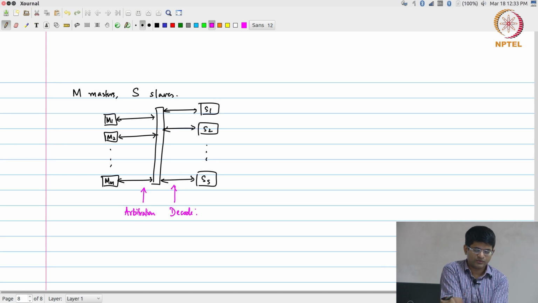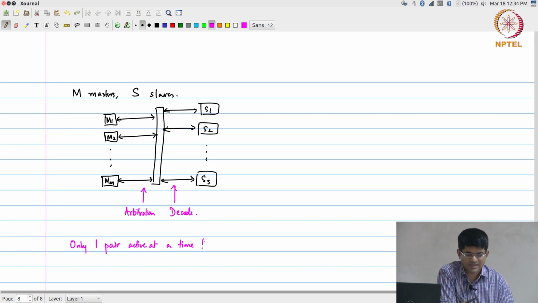Now, with that out of the way, what we can say is, if I have multiple masters and multiple slaves with a shared bus like this, at any given point in time, only one pair can talk, and this is bad news, especially as the number of masters and number of slaves goes up. So, what can you do about it? Can you propose any way by which this could be solved? One possibility is multiple buses.